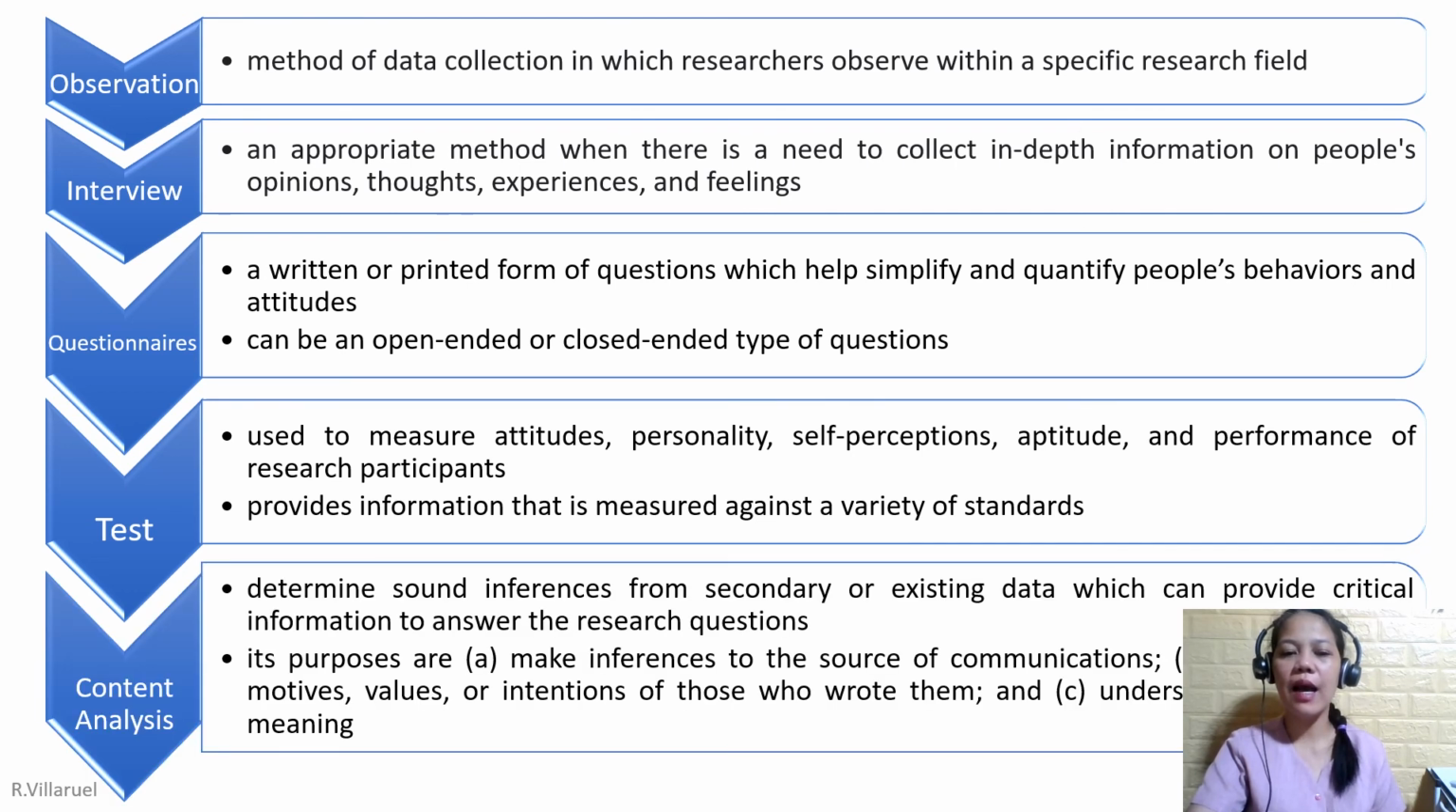And then lastly, we have content analysis. So ang content analysis, yan yung magbabasa lang ng magbabasa si researcher. And then from mga binasa niyang studies and literature, gagawa siya ngayon ng inferences. And then, ano pa ang gagawin niya? Hanapin niya yung motives, values, or intentions nung nagsulat nun. And kailangan niya maintindihan kung ano yung meaning nung inferences. So, ang source of data dito is the secondary data.